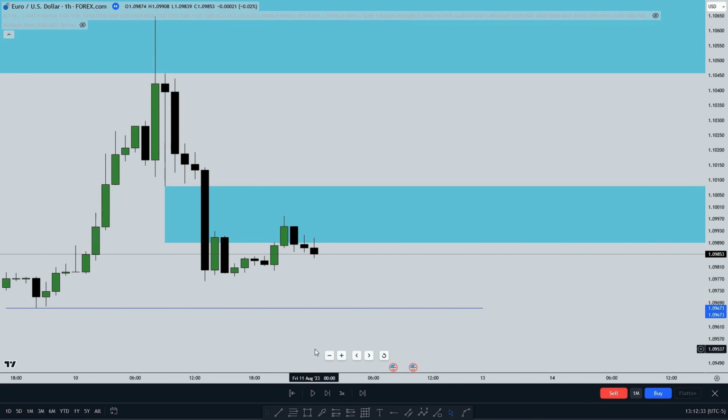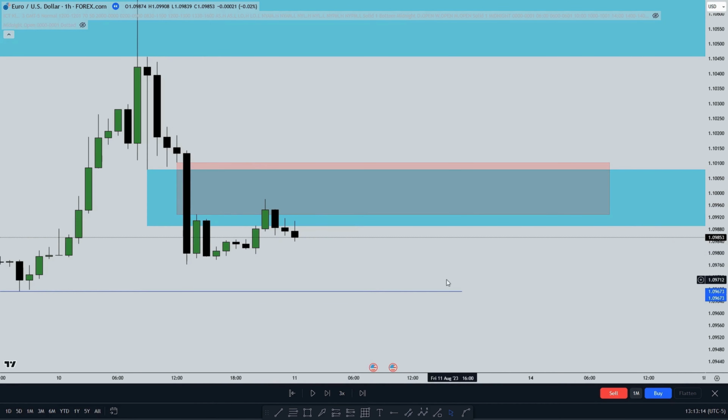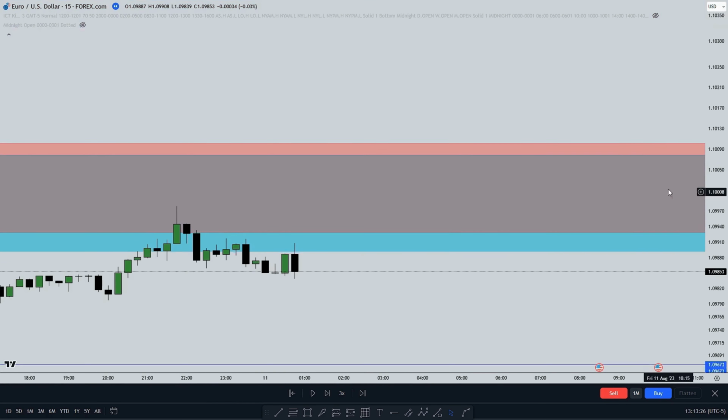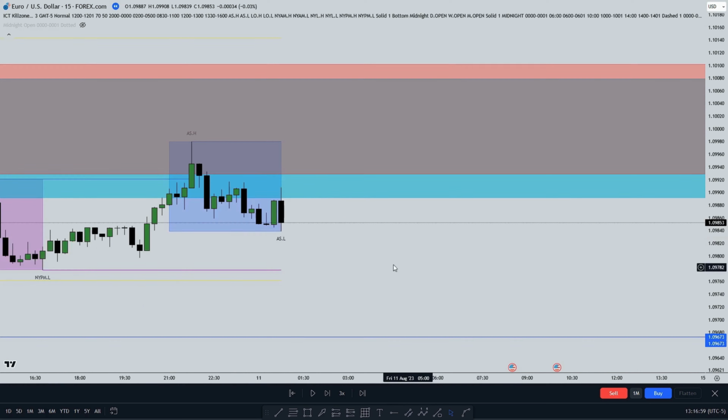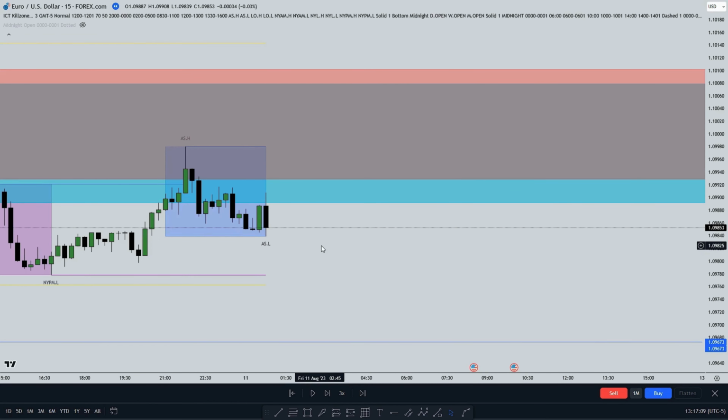And also on the 1-hour, we have a bearish fair value gap. Now that we have a target on the weekly, daily, 4-hour, and 1-hour, we can go down into the 15-minute. So on the 15-minute, we want to use ICT kill zones, as I said before, and we mostly want to take a trade in the London session or the New York session.